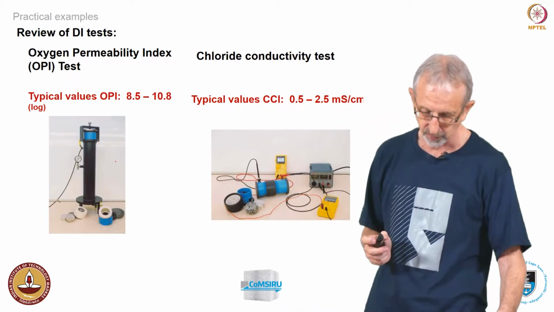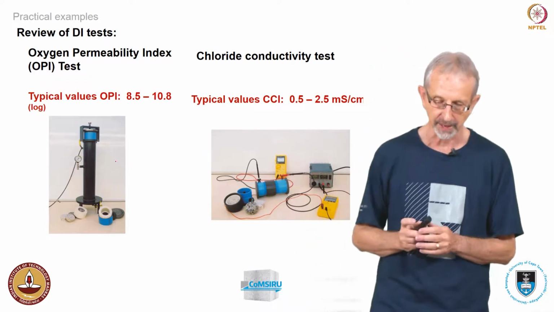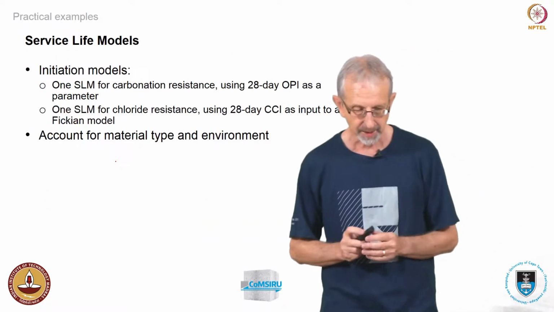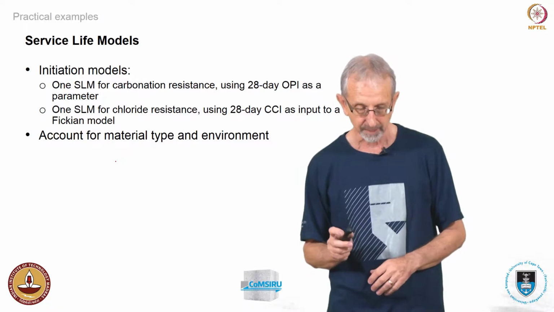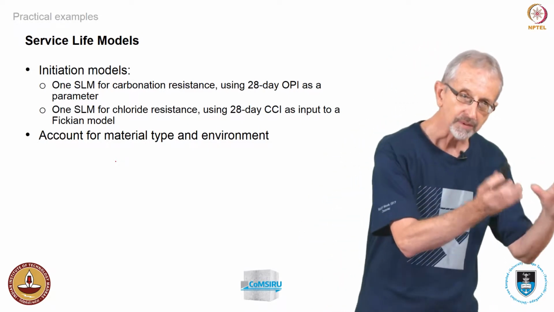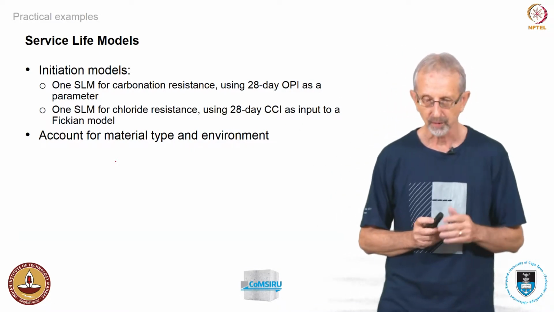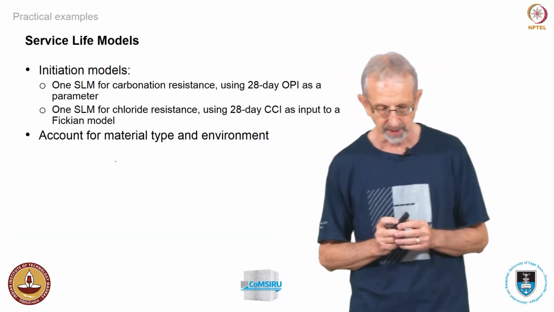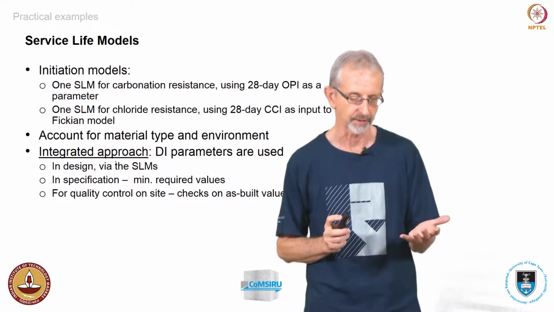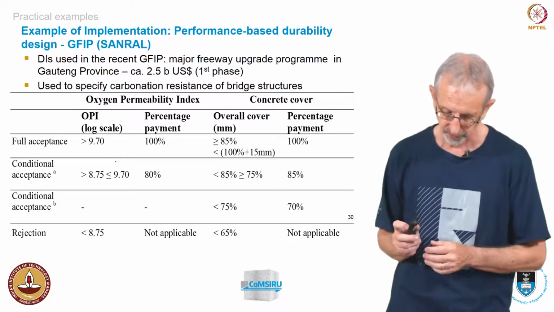And the two that I just want to show here, there's actually also a sorptivity test, and I know that they're in action here in your own laboratories, are the oxygen permeability test and the chloride test. I'll come back to those now, but they are also linked to service life models. So here's the link between material parameter and prediction or service life modeling. And we have two initiation models, one for carbonation and one for chloride resistance, which account for material type and environment, and it is an integrated approach as I described earlier. We can use them in design, we can use them in specification, we can use them for quality control.